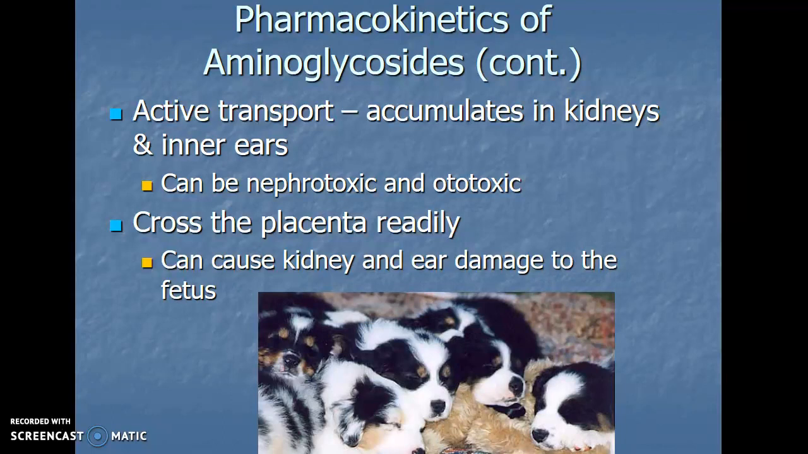The thing that is very characteristic about this group of drugs is that there is an active transport system that carries it into the kidneys and into the inner ears. And that's why it can accumulate in high concentrations in those two areas, and it can lead to being nephrotoxic and ototoxic. Just like any other drug, it's going to cross the placenta.